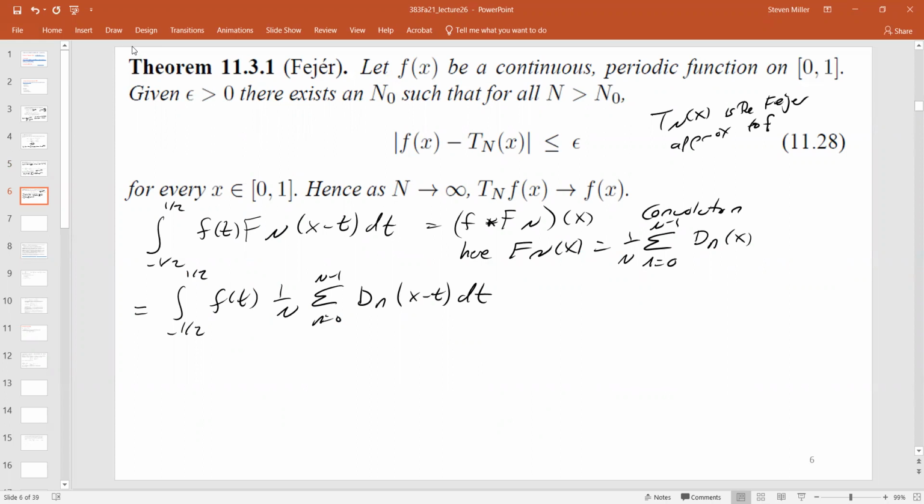And so what we're going to do is integrate f against one of these Fourier kernels. So we're going to look at the integral of f of t times Fn of x minus t. All right, well, let's do this integral. So there was a suggestion to switch the sum and the integral. So it's 1 over n, the sum n goes from 0 to n minus 1, integral from minus a half to a half of f of t, and then what is Dn of x minus t?